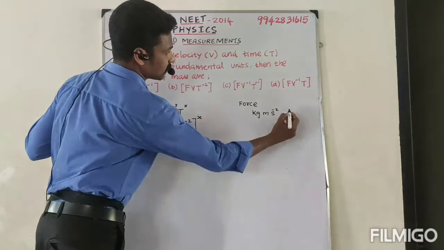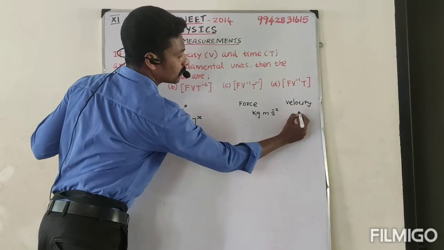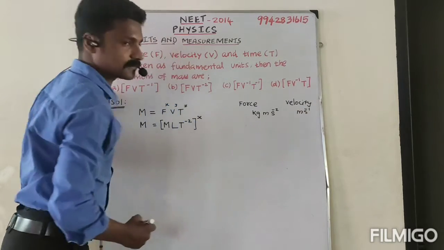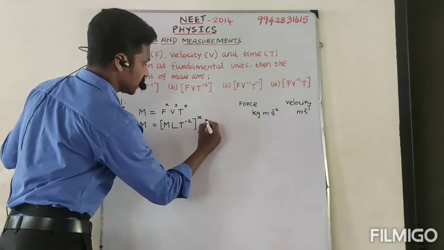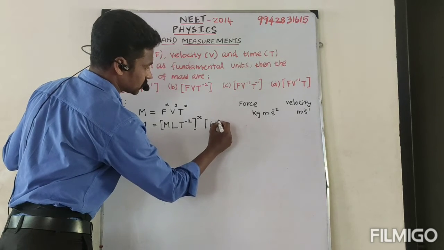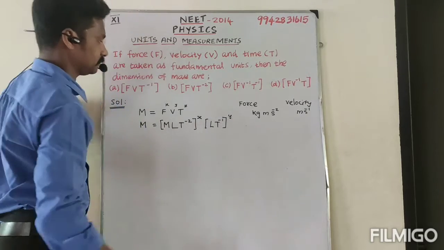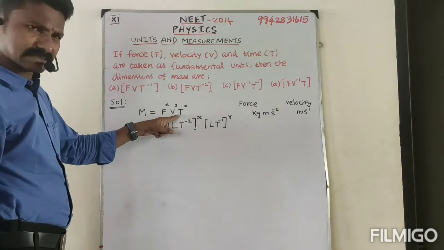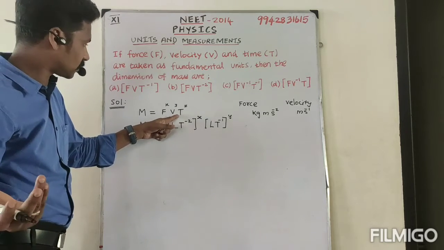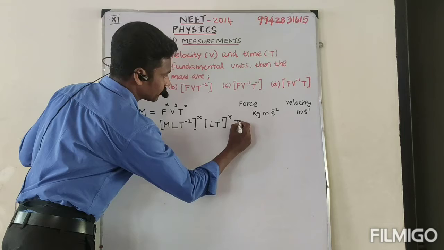The next one, V, is the velocity. Velocity unit is meter per second. So I can write meter as L, second as T, second power minus 1, that is T power minus 1. Here the power is y. And then T is the time. Time unit is second, so the dimension formula is T, and the power is z.